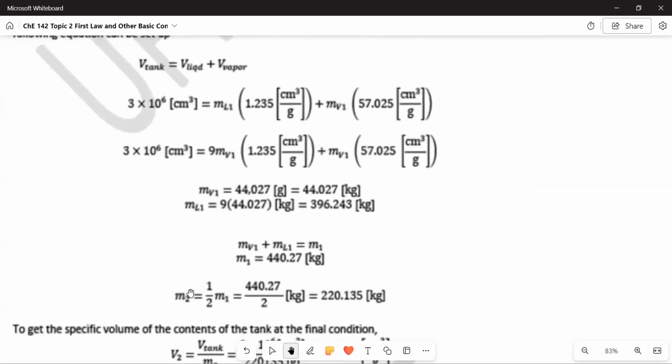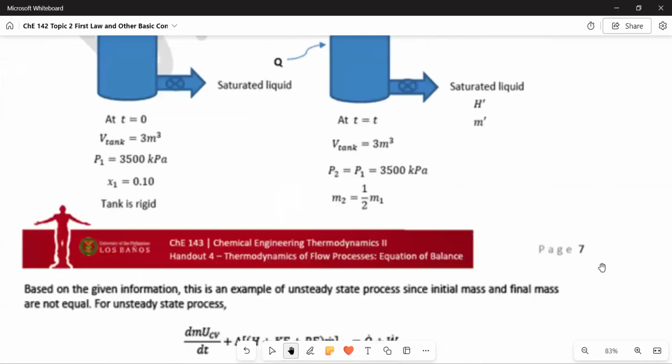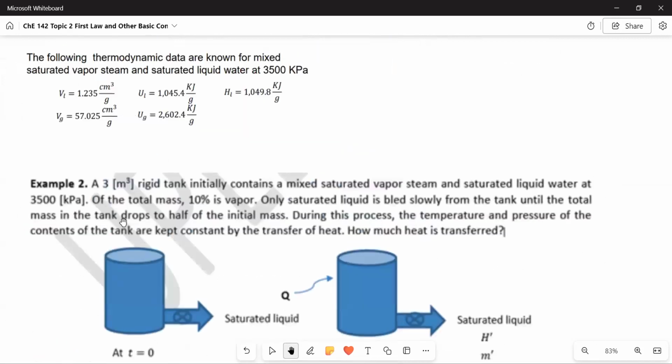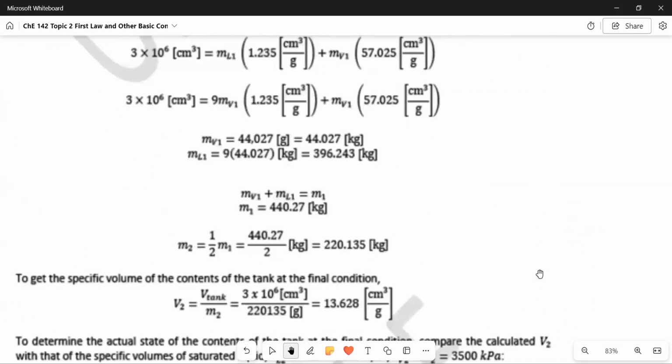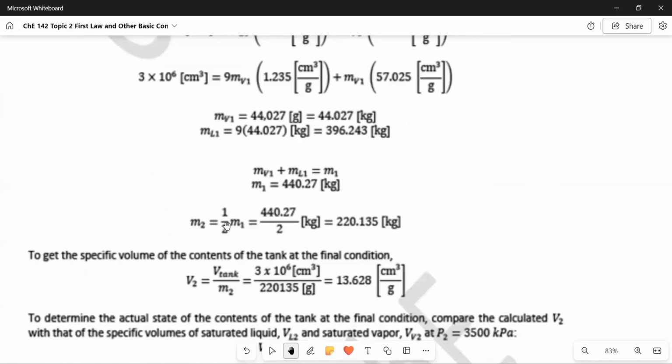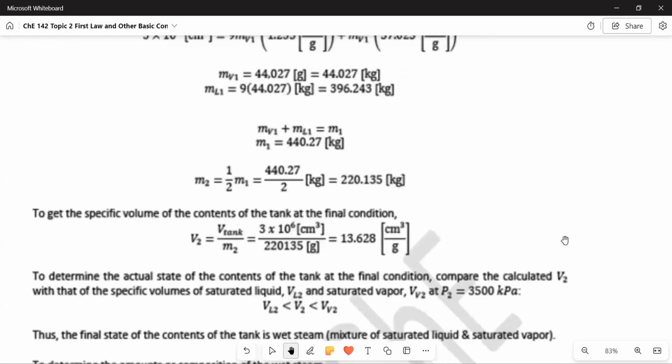So at state 2, it says in the problem that the total mass is halved, right? So therefore, at state 2, the mass is 1/2 of m1. So this is state 2. Now to get the specific volume at state 2, we simply divide the total volume of the tank by the mass at state 2, and this would give us the specific volume at state 2.